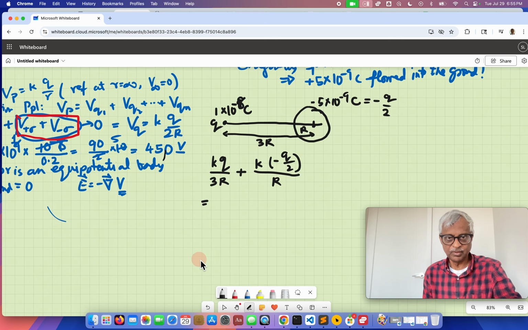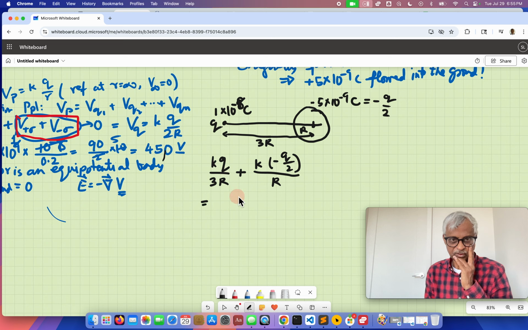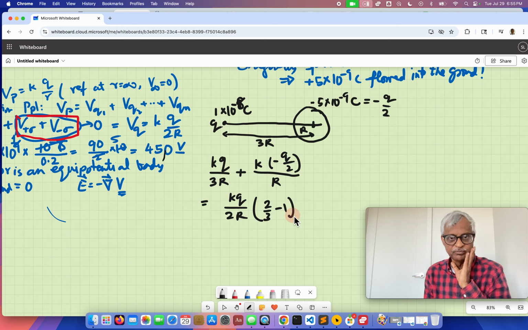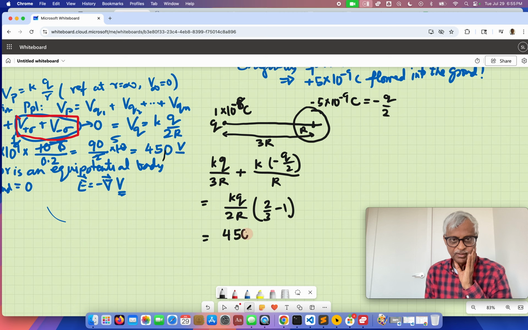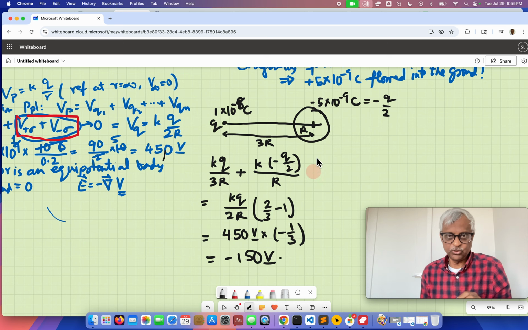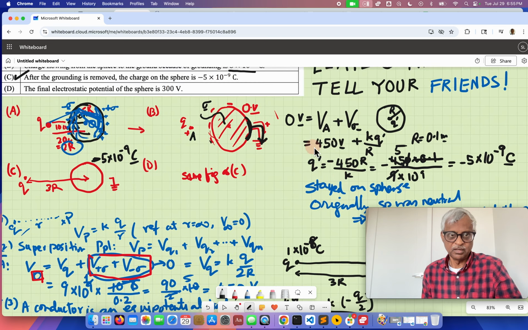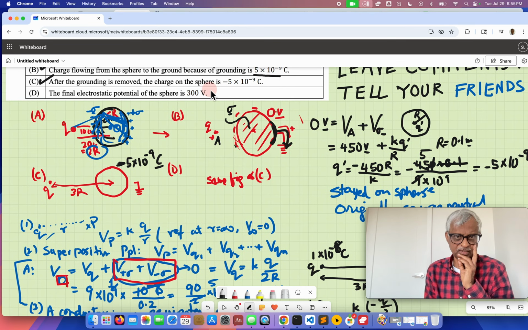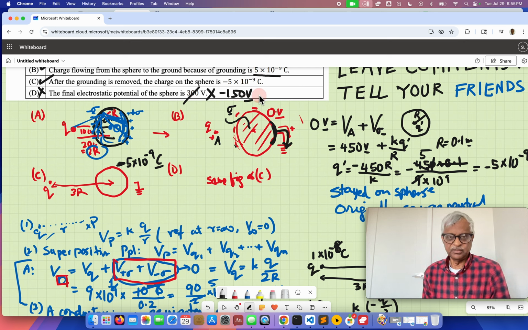So kQ over 2R, and this one we already calculated, so 2 over 3 minus 1, and this is the 450 calculation from earlier, minus 1/3, so minus 150 volt. Let's see, that should be the voltage of the sphere. This is incorrect. It should be 100 minus 150 volt. Okay, so that's what it is.